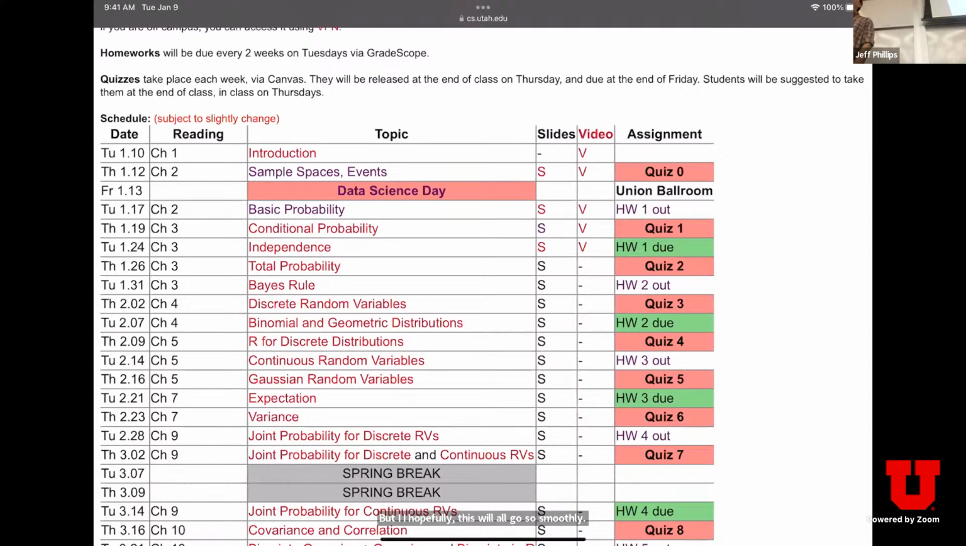So homework 1, we'll try and have that graded by the end of next week. That's the target schedule here. So we'll see how that goes. Sometimes the first one is a little different as we get everything in place.